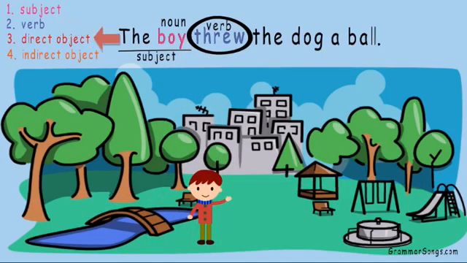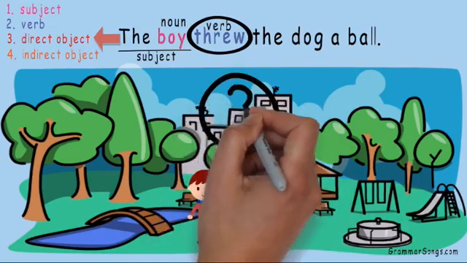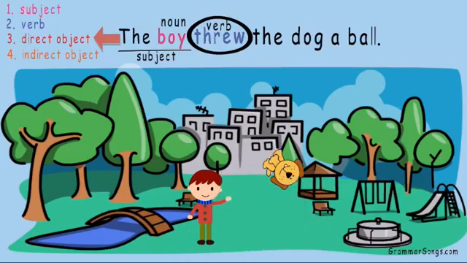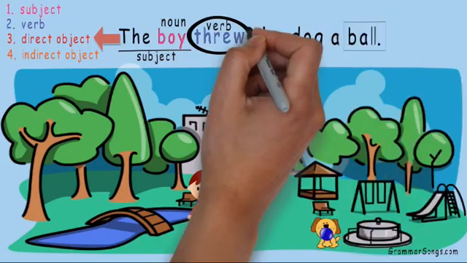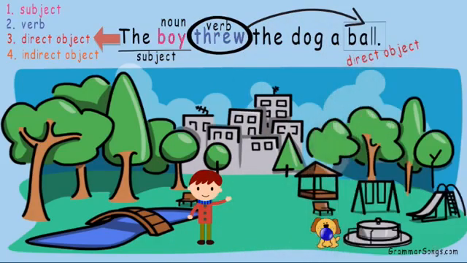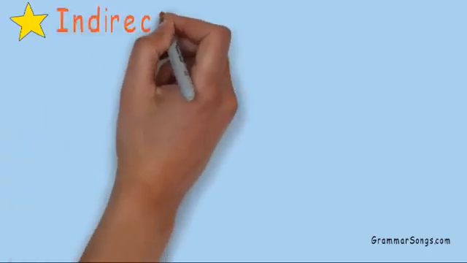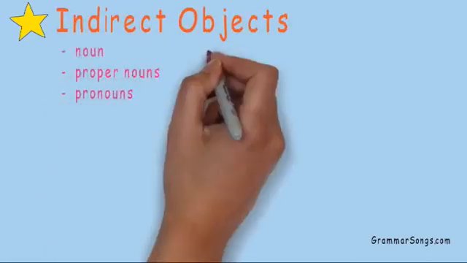Next, we need to find the direct object. We need to find the noun, proper noun, or pronoun receiving the action. We need to ask ourselves, the boy threw what? What did the boy throw? Well, I'm pretty certain the boy didn't throw the dog, so the dog is not the direct object. Ball is the direct object because the ball directly received the action of the throwing. So the dog is the indirect object. The dog is affected by the action of the throwing, but not directly. Woof!